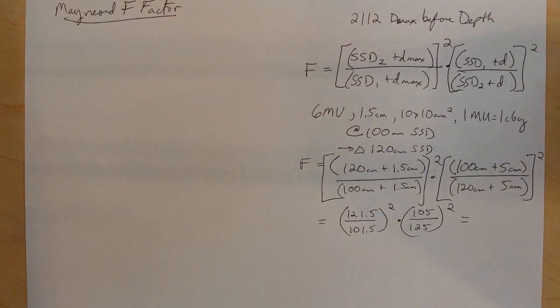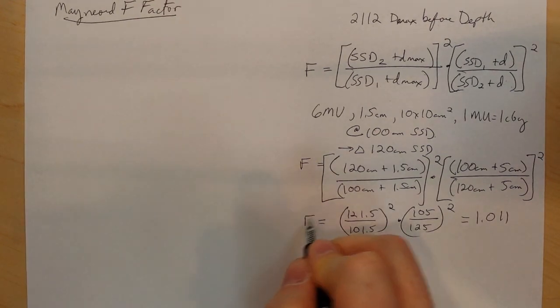Unfortunately, I didn't have my calculator in front of me, so give me one second. So I get 121.5 divided by 101.5, squared, and 105 divided by 125, squared, which gives 1.011.